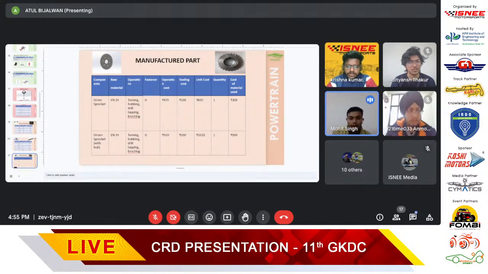And for the driving sprocket, the material used is EN24, and processes used are turning, hobbing, drill tapping, and broaching. Operations cost is 920 rupees, tooling cost is 200, and unit cost is 1620. Cost of material used is 500.